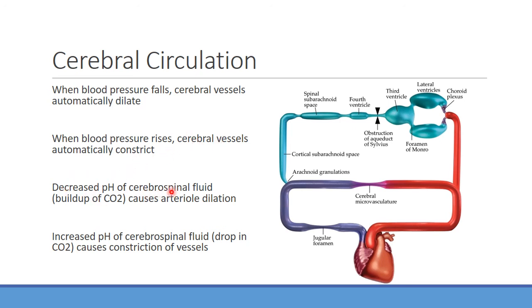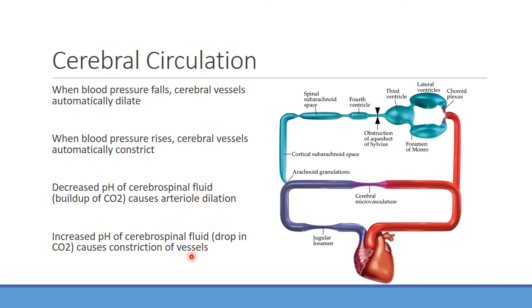Okay. Decreased pH of the CSF, or when you have a buildup of CO2. So if you're getting more acidotic, that would cause the arterial dilation to occur, to allow for more blood flow, to try to get more oxygen to the tissue, try to balance things out. And then increases in pH. If you're getting too alkalotic, right? Usually a drop in CO2 would be a cause for this. That would cause constriction of the vessels.